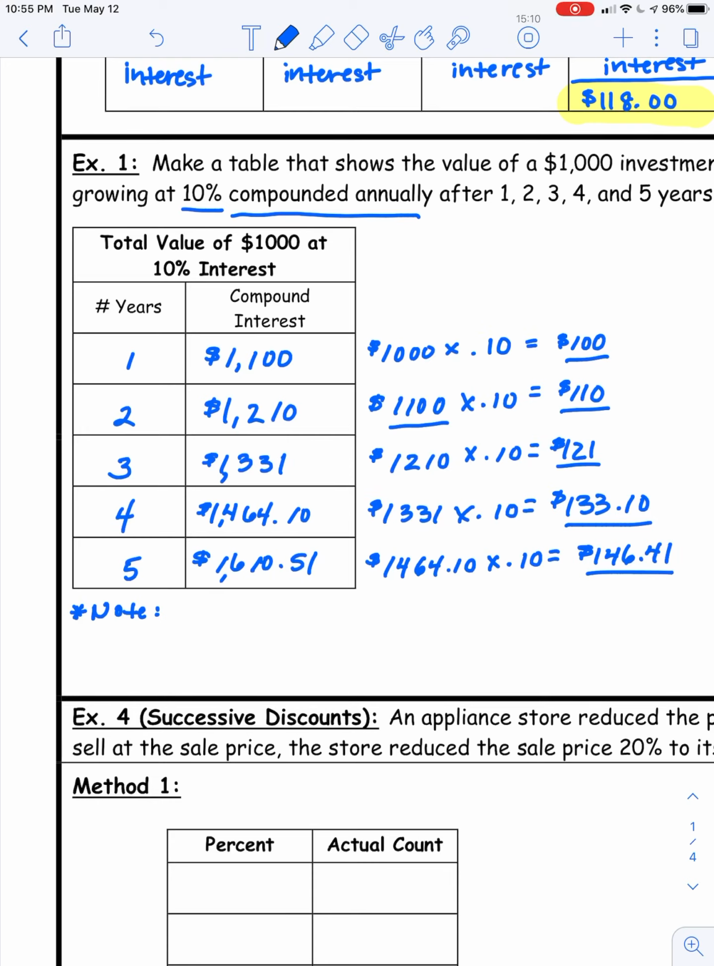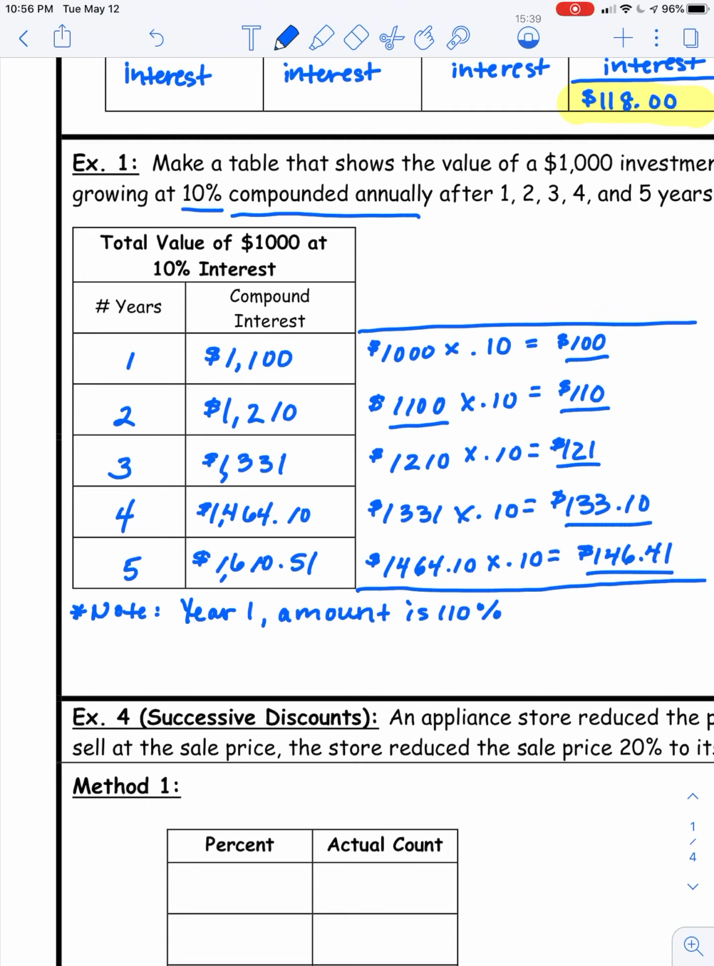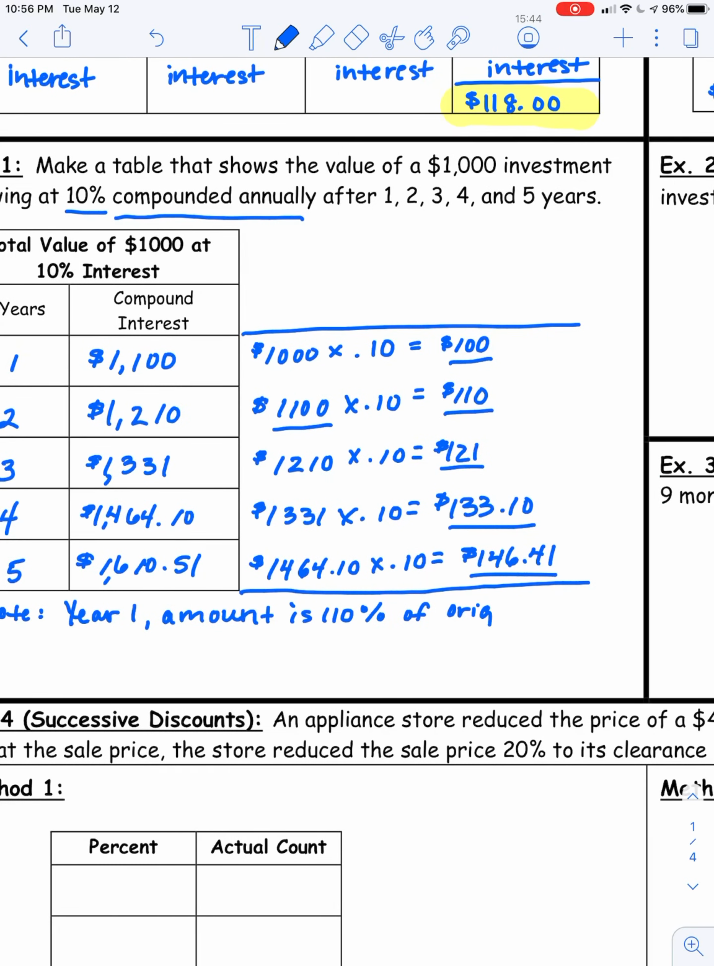And that note is, let me say it first. Year one, the amount, I want you to think about this. Let's do year one, the amount, and I'm going to draw a line here to encompass this into that area. The amount is 110% of the original deposit.